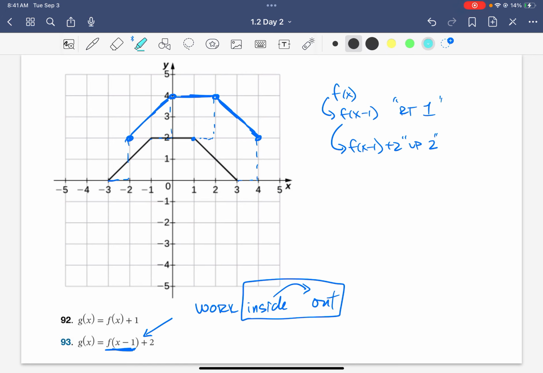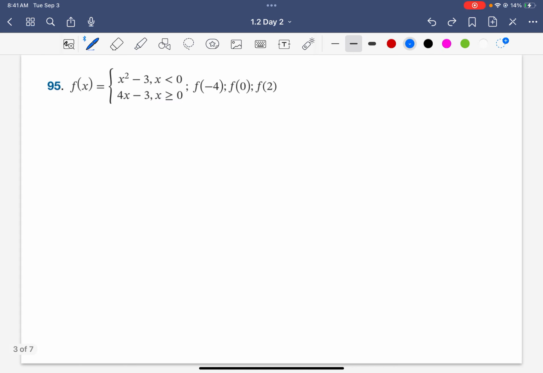Again, the main thing to know when you're doing transformations of functions is you always want to work from the inside of the function outward, because sometimes order matters. So just to be careful, that's what we do. Then you look at number 95. It wants you to evaluate the function and then sketch a graph.